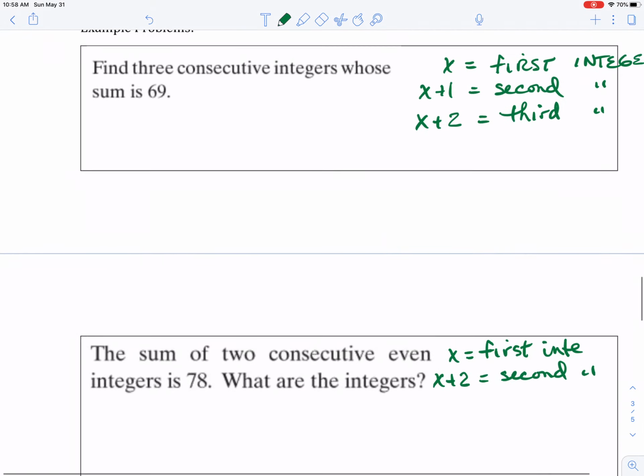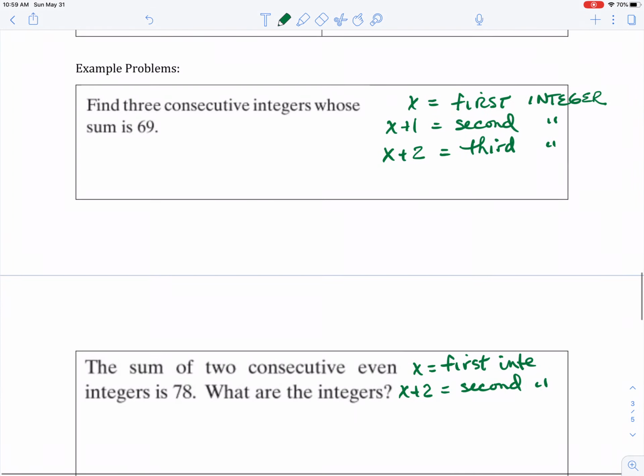All right, so I'm going to do a couple of quick problems with you here. Find 3 consecutive integers whose sum is 69. You've got to read these very carefully. Am I dealing with plain old consecutive, or am I dealing with consecutive even? What am I dealing with? So this is consecutive. You can see I've written down my model out there. X is the first, x plus 1 is the second, and x plus 2 is the third.